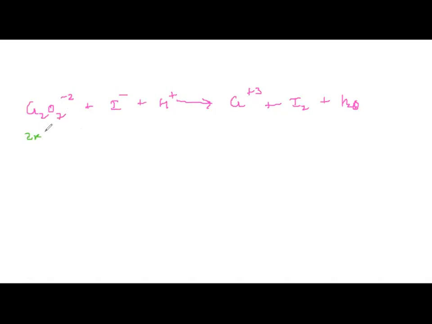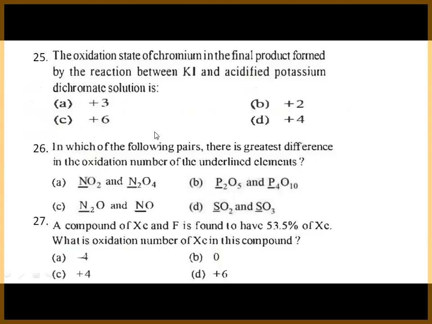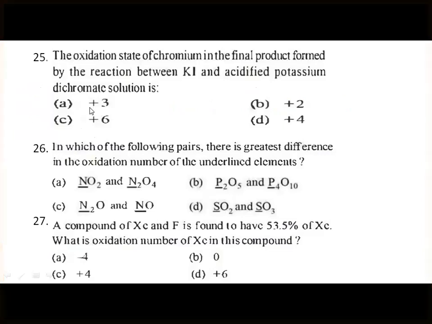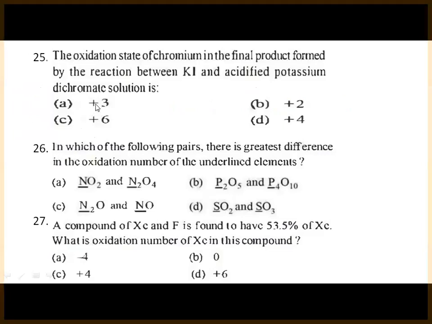2x = 14, so 12 is equal to 12, x is equal to 6, so chromium here is plus 6. Here it is becoming plus 3. So from plus 6, it is changing to plus 3. The question asked is what? They've asked for the same. So from plus 6, it is changing to plus 3. So option A is the correct option.